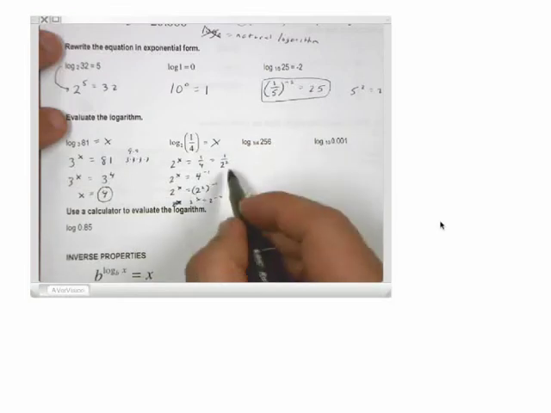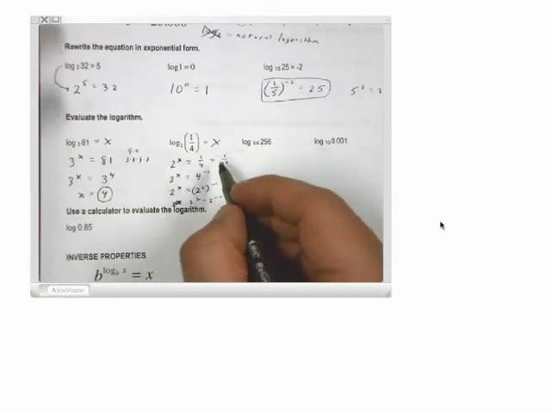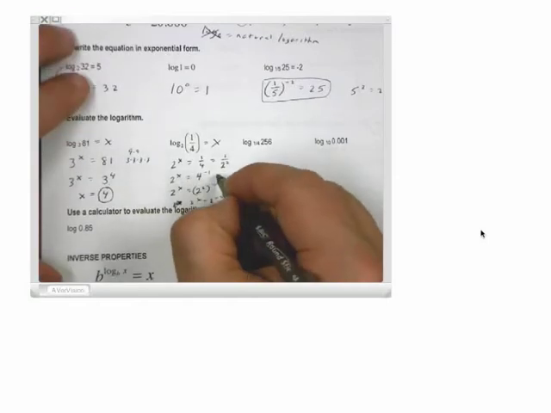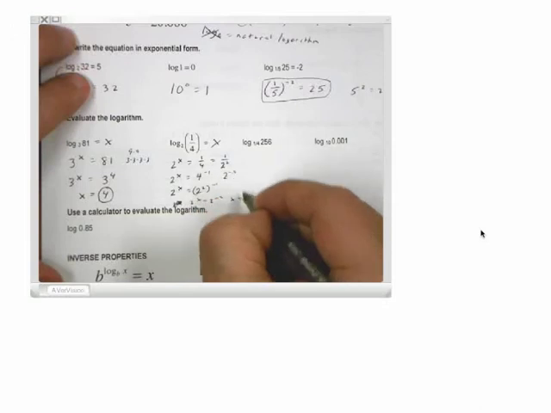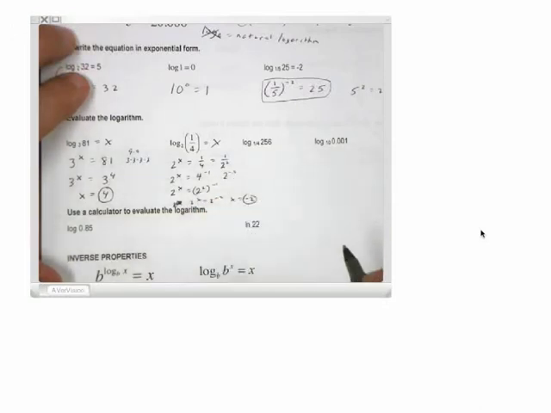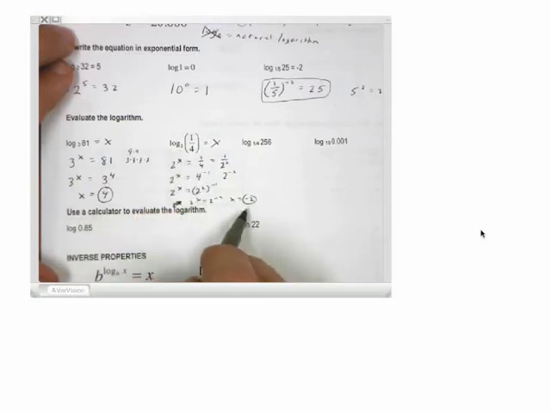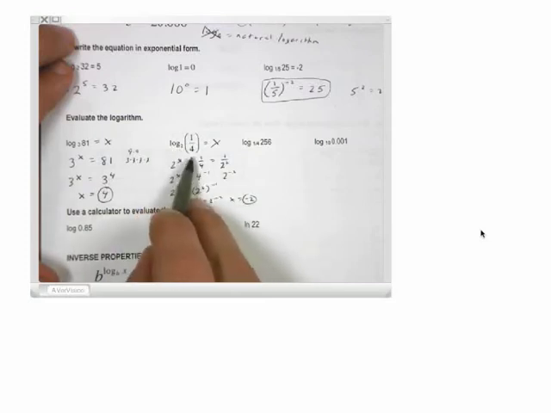Well, what I also could have done up here was, once I got 1 over 2 squared, I know I can rewrite that as 2 to the negative 2nd. And then I could have gone straight to knowing the value of the log would have been x equals negative 2. So I have to raise 2 to the power of negative 2 to get 1/4. That's the whole thing we're trying to figure out.